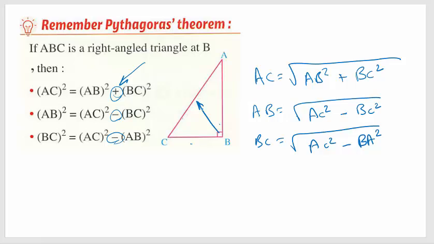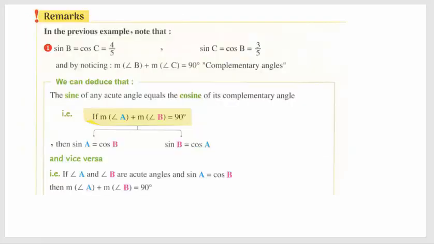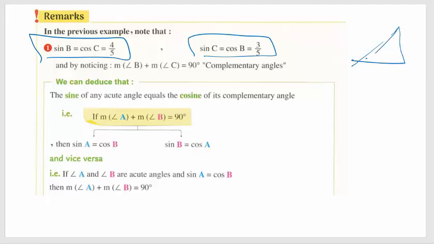Let's move to the next point, which is a very important remark. In the previous example, I got that sine B equals 4 over 5 and also cosine C is 4 over 5. Moreover, I got that sine C equals 3 over 5 and also cosine B is 3 over 5. By noticing that I had a right angle triangle like this, B, C and A is a right angle.